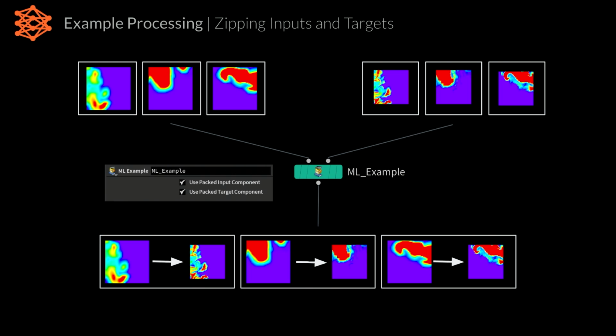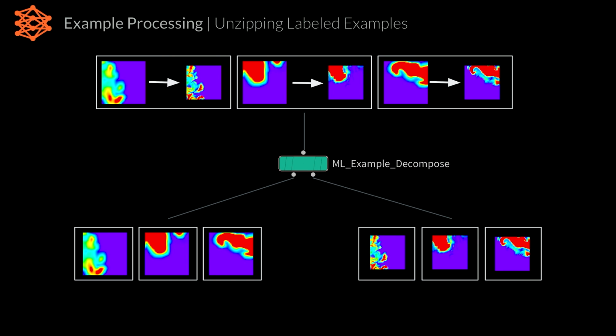Another handy thing you can do with labeled examples is zipping and unzipping. The ML example node allows you to zip inputs and targets together in case you had them stored separately. ML example decompose allows you to do the opposite thing.